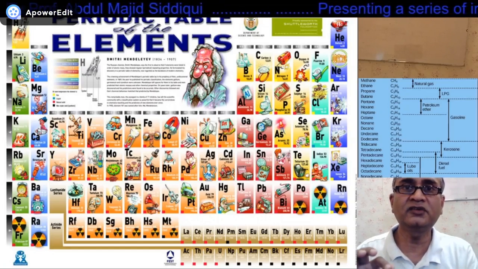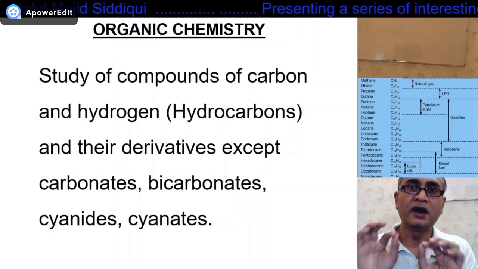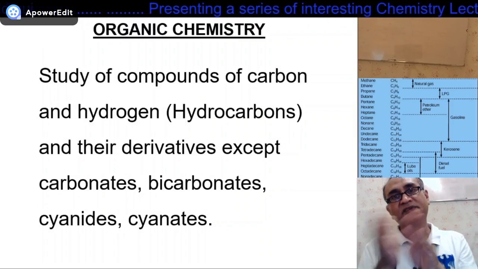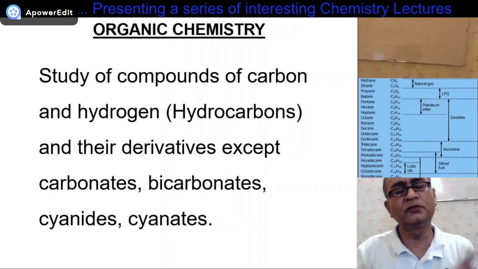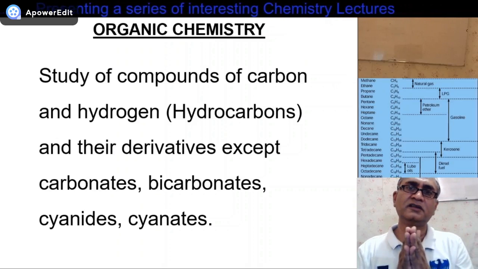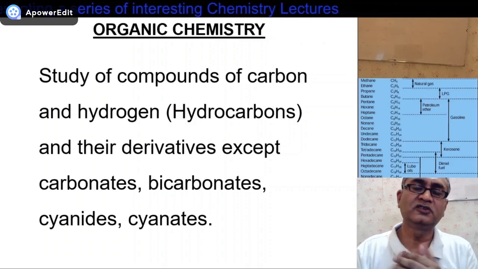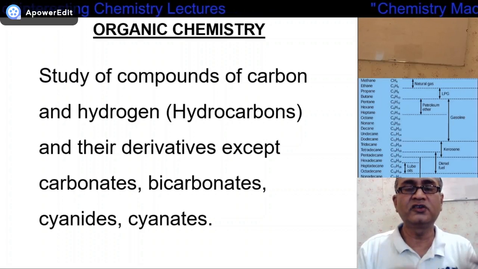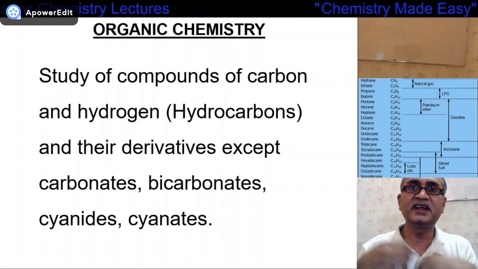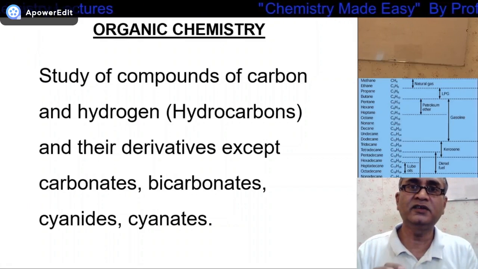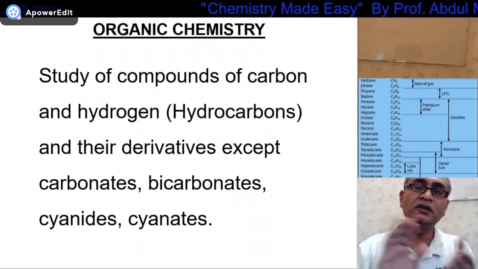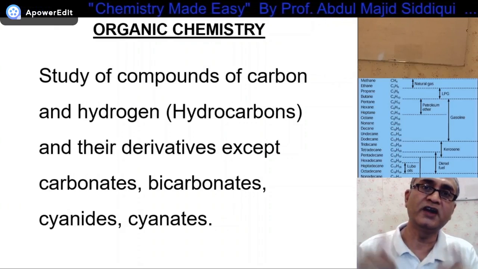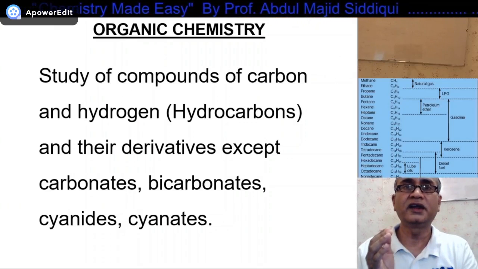So what is organic chemistry? The study of carbon and its compounds. Later on, scientists saw that besides carbon, hydrogen is associated with most organic compounds. So they changed the definition a little bit: the study of hydrocarbons and their derivatives. What do you mean by the word derivatives? Obtained from. So all the compounds of carbon and hydrogen, and the compounds obtained from those hydrocarbons, are called organic chemistry.